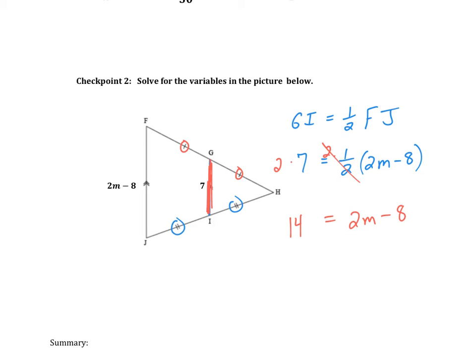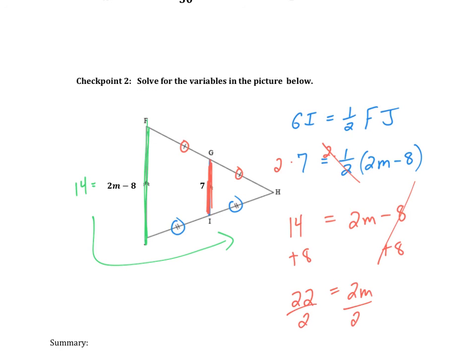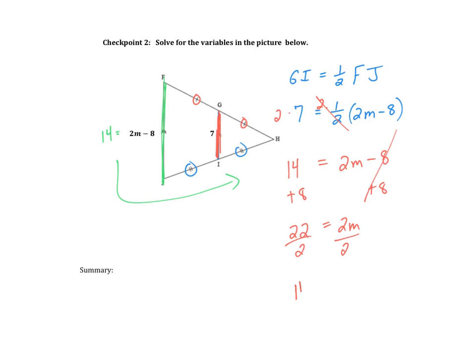Another way to think of this, if the mid-segment is 7, that means that this green segment is going to be twice as big. So that green segment would have to equal 14. So again, 14 equals 2m minus 8. And then we solve it. Add 8, and we get 22 equals 2m. And then divide by 2. So 11 equals m.